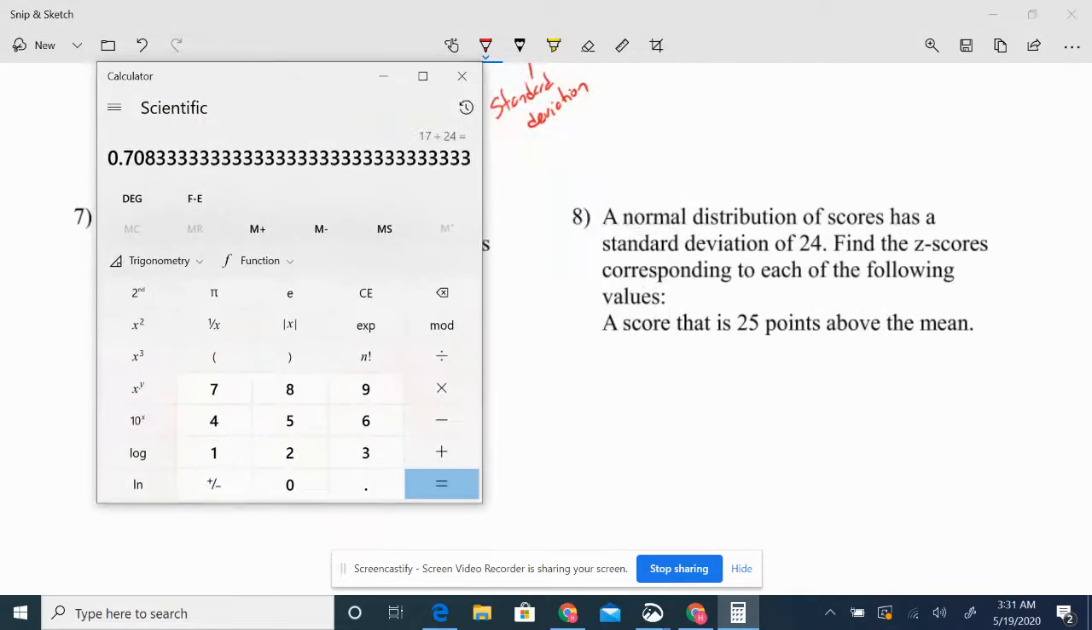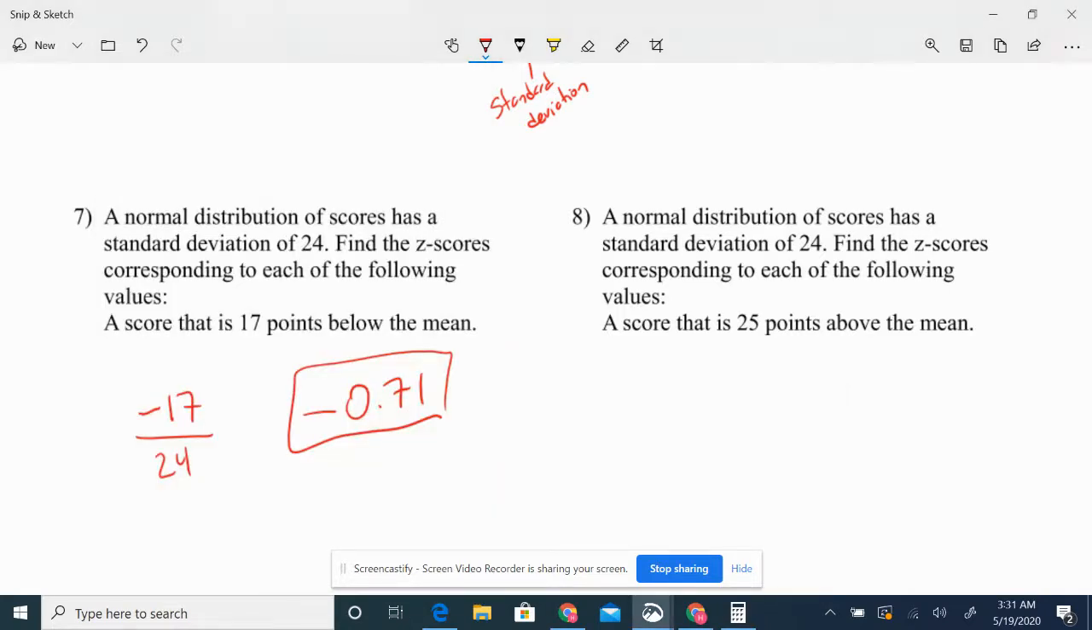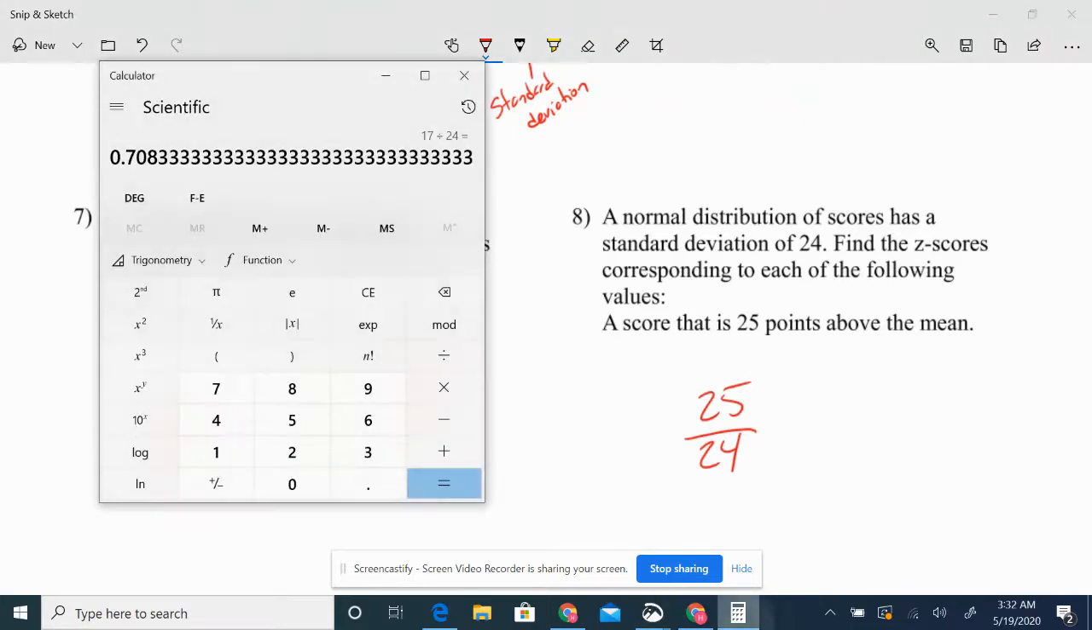All right, let's take a look at question number 8. A normal distribution of scores has a standard deviation of 24. My standard deviation is 24. Find the z-scores corresponding to each of the following values. A score that is 25 points above the mean. Now let me get my calculator. 25 divided by 24. Remember, I'm going to 2 decimal places. I'm going to call this 1.04.